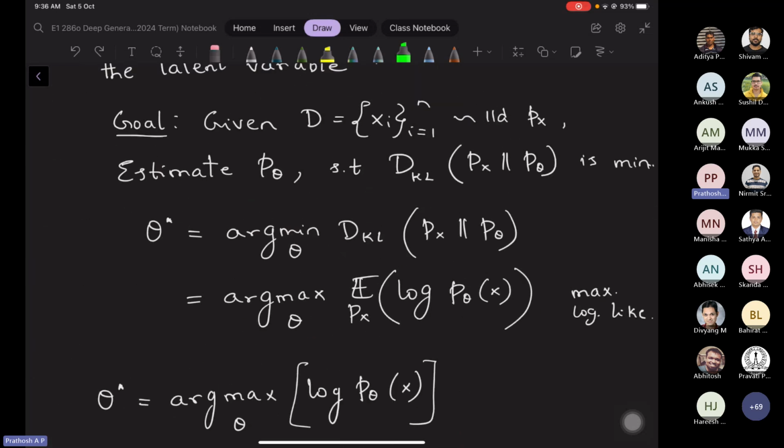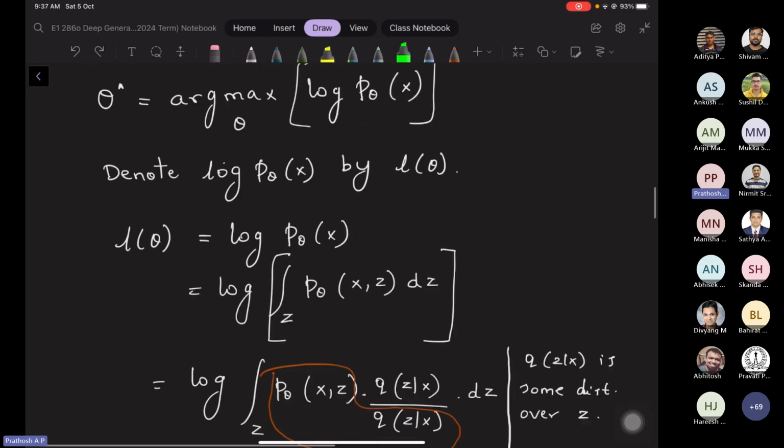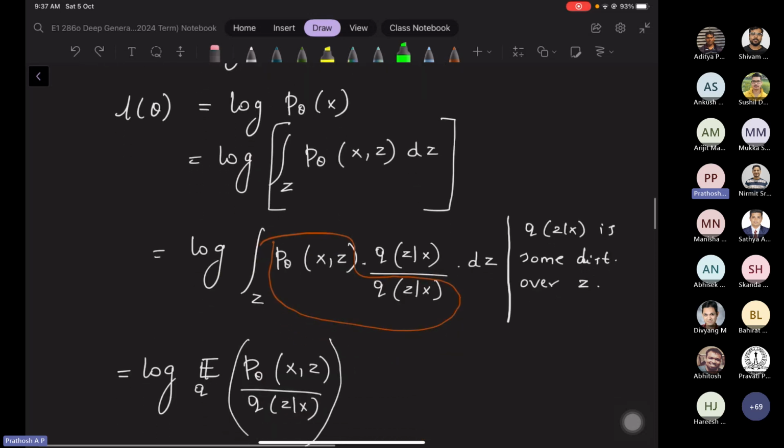Now, how do we get the parameters of a latent variable model? As I told, in latent variable models, the latent variable also has to be estimated jointly with the model parameters theta. So what do we mean by estimating the latent variable? We are talking about random variables here, and the latent variable is another random variable. It amounts to estimating a distribution over the latent variable.